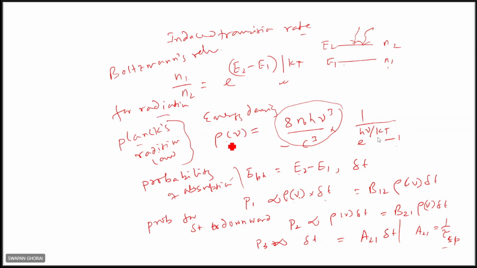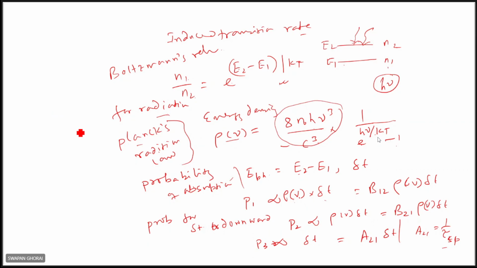The energy density at a particular frequency, rho nu, is given by Planck's relation: 8 pi h nu cubed by c cubed into 1 by e to the power h nu by kT minus 1. As per Planck's radiation law, the radiation can be considered as a stream of photons of energy h nu, right? So this is Planck's relation. Because of photons, absorption will be there.